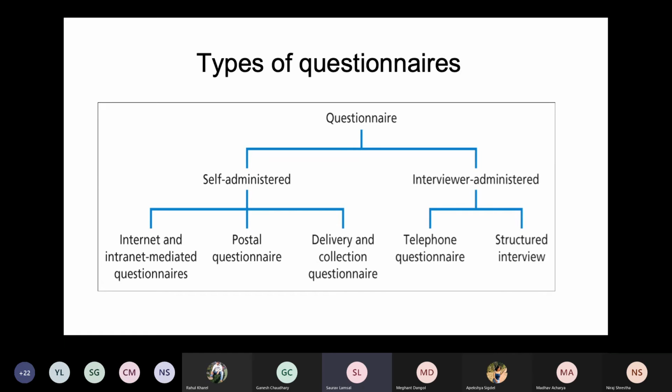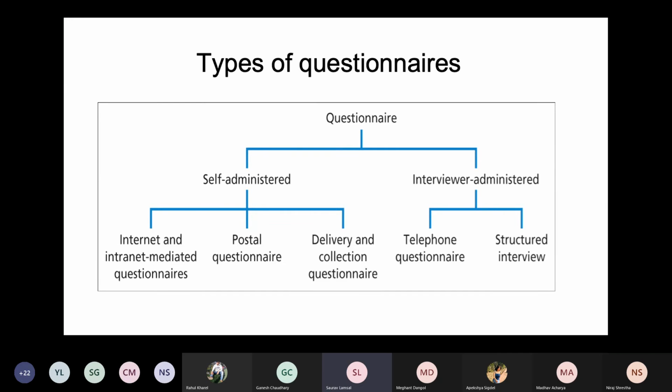In the self-administered method, what it indicates is that the respondent or the participant of your research will write the answer to your questionnaire. Okay, you simply print or you simply email that questionnaire and the participant will answer that questionnaire. Okay, that is indicated with self-administered. Self-administered indicates you are getting the response from the participant's hand.